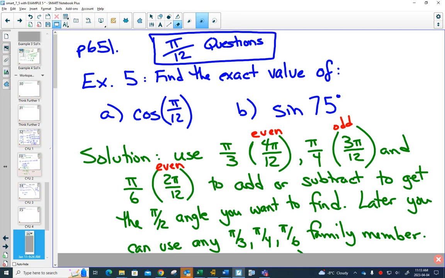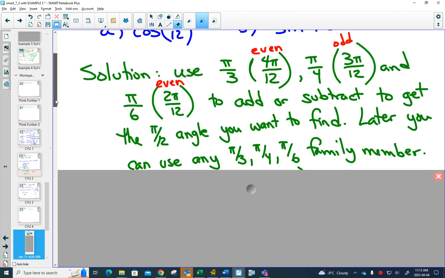And I have one here, colorful pizza pie without a name on it. Okay, so how would I get pi over 12? I hope you could see that you could get it with 4 pi over 12 minus 3 pi over 12. Can you see that 4 pi over 12 minus 3 pi over 12 would be 1 pi over 12? And maybe notice that it also could work if you chose 3 pi over 12 minus 2 pi over 12. There's more than one way to get pi over 12, and we're going to notice that in these questions.